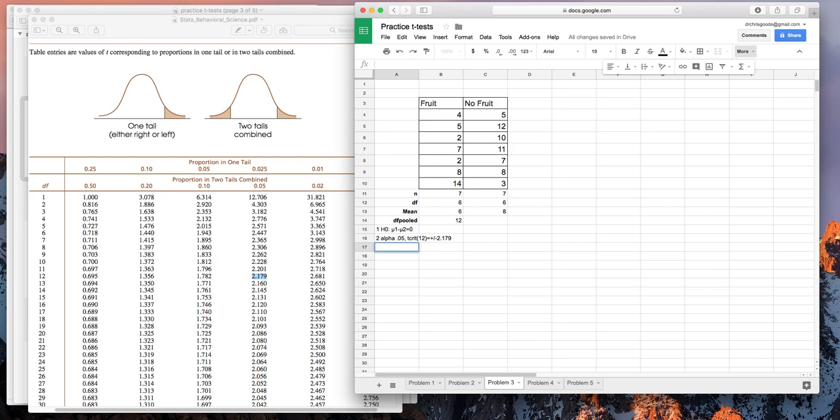You know what? I forgot. In the past two problems, I forgot to write this. We could do this. Alpha 0.05, let's put an equal sign there. Alpha equals 0.05, two-tailed, and then the t-crit is right there. Okay, good.